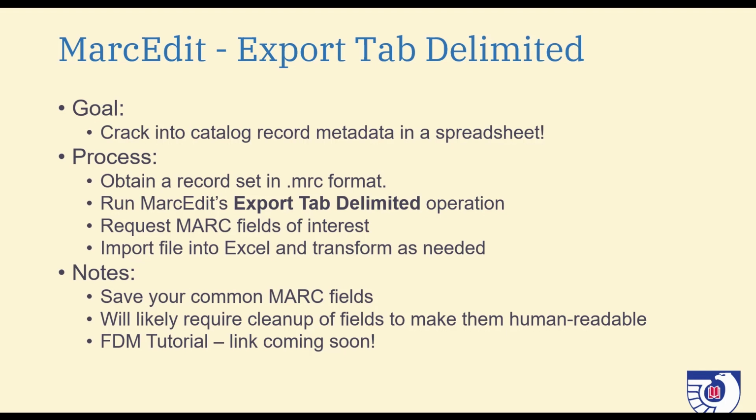The process is to obtain a record set in a Marc format, which we've already done, once through GitHub and once through FDM. We're going to run a program called export tab delimited. We're going to request Marc fields of interest, and that information will be imported into an Excel format and transformed as needed. I'll let you know at the outset that if you do this work often, it's worth your time to just go ahead and save your preferred Marc fields so that you can just quickly re-execute it over and over again.